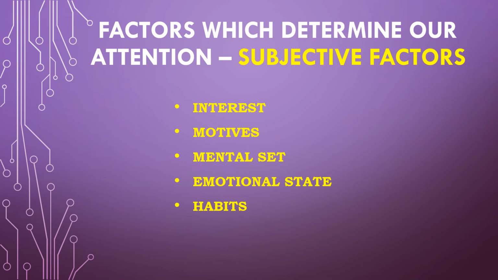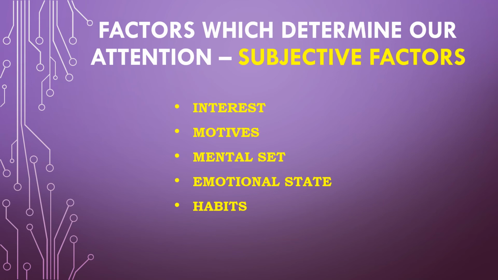Then a person who is interested in a particular singer will immediately divert his attention when he hears the voice of his favorite singer. Then motive. Motives are powerful forces which make us divert our attention. For example, if you are hungry, definitely a restaurant will draw your attention because your motive is to lessen your hunger. You have a drive for food.